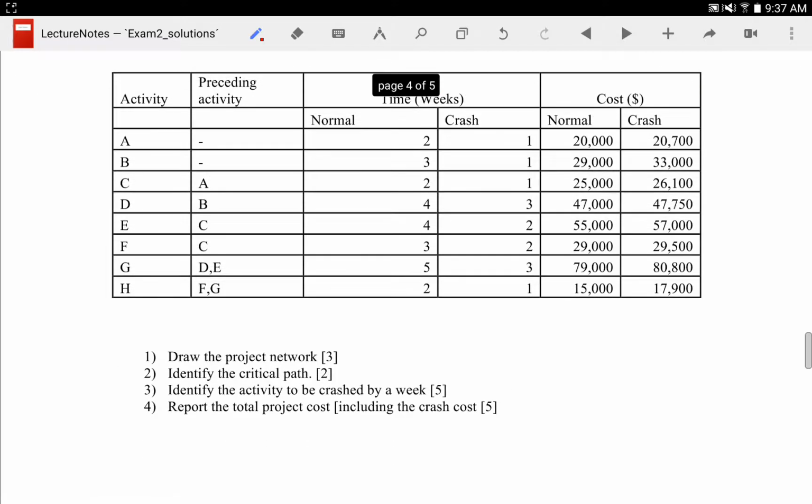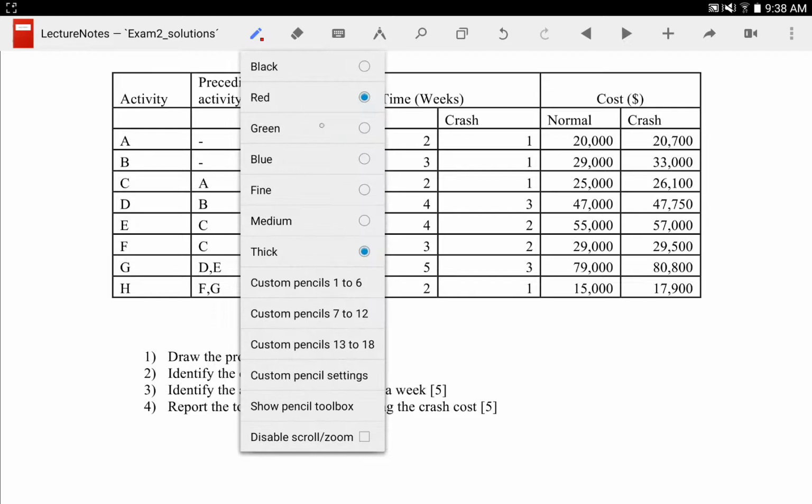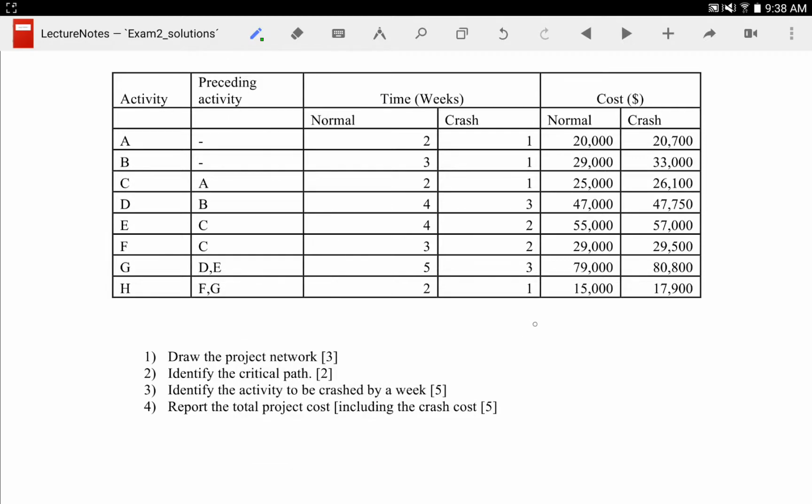All right. First, you have to draw the project network. Let me draw the simple project network here. A and B don't have predecessors, so we can just go ahead and make A and B. If you want to make it simple for yourself, you can have a start node. As there are no predecessors for A and B, they go from the start node.